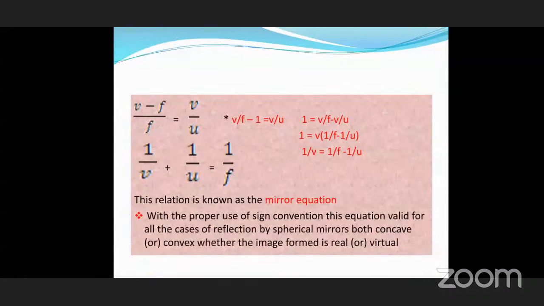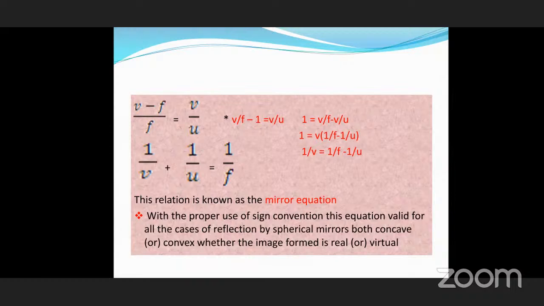Okay. Now let us say that you can write V minus F by F is equal to V by U. Minus is taken out, and here the calculation you can write V by F minus F by F, that is equal to 1. V by F minus 1 is equal to V by U, or 1 is equal to, you bring that V by U that side, V by F minus V by U. 1 is equal to, you can take out V common here, 1 by F minus 1 by U, or 1 by V. You bring that V this side, LHS side, 1 by V is equal to 1 by F minus 1 by U, or finally 1 by V plus 1 by U is equal to 1 by F. This is called the mirror equation.